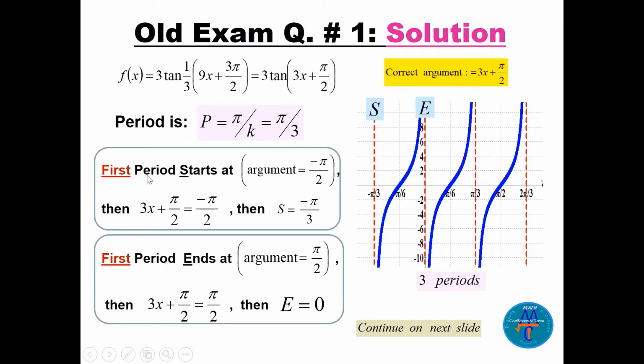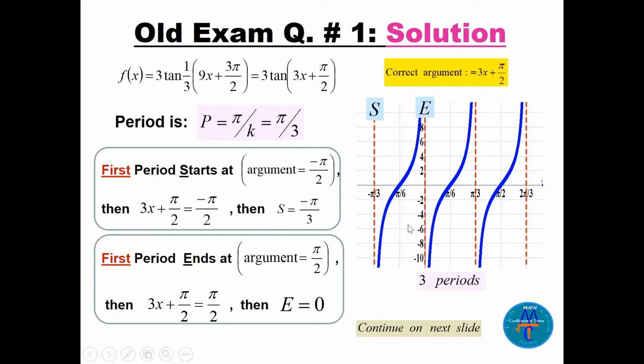Now the first period starts where the argument is equal to minus pi over 2, and then it will end where the argument is pi over 2. So take the argument, 3x plus pi over 2 equals minus pi over 2. So S, the starting point, will be minus pi over 3. This is S here. Now take the argument equals pi over 2.